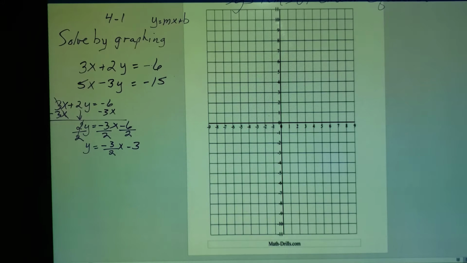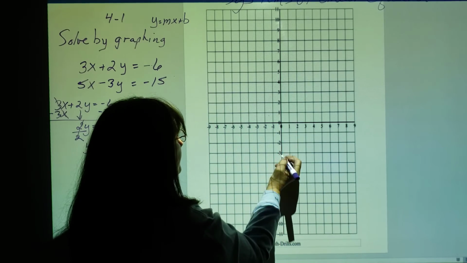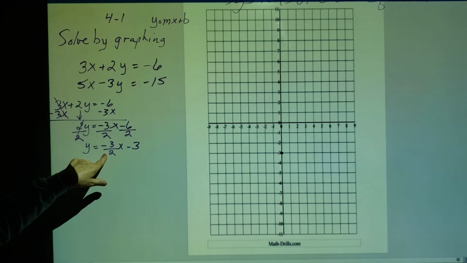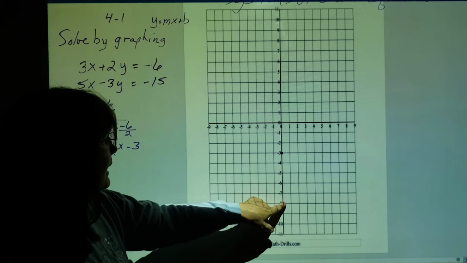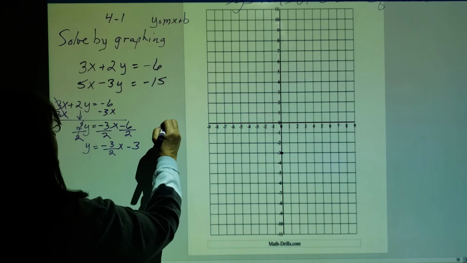So the first thing we're going to do after that is come over here. We are going to go down 3, 1, 2, 3 units. That's our y-intercept. Our slope is negative 3 over 2. Now, going down 3 and going over 2 is kind of a bit. We can also do it this way.